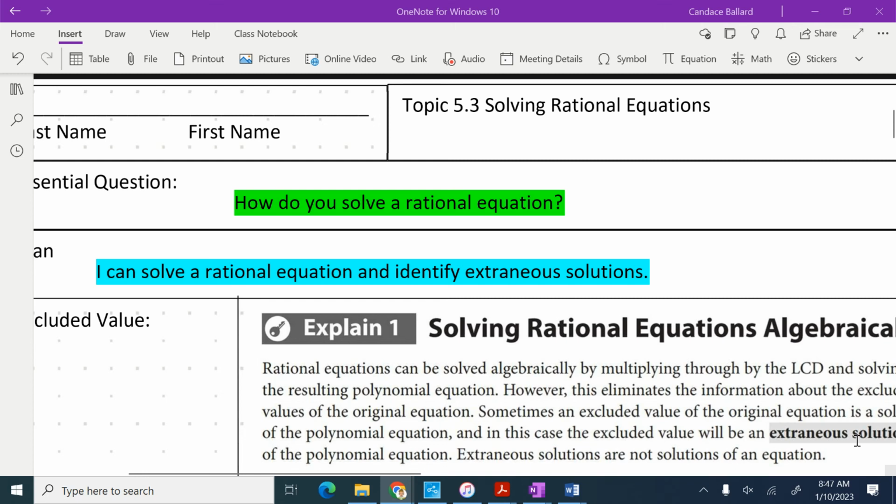Take a couple of seconds, reread the essential question and the I can statement to yourself, please. All right, Raina, can you read us the essential question? Perfect. And Alberto, can you read us the I can statement? I can solve a rational equation and identify extraneous solutions. Perfect.